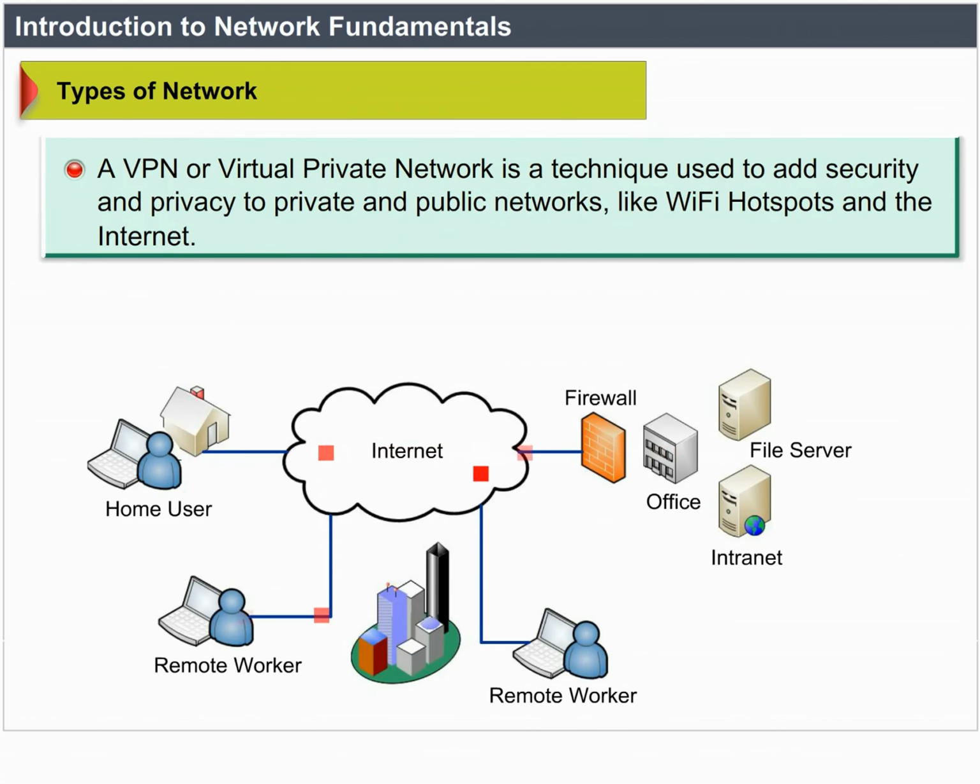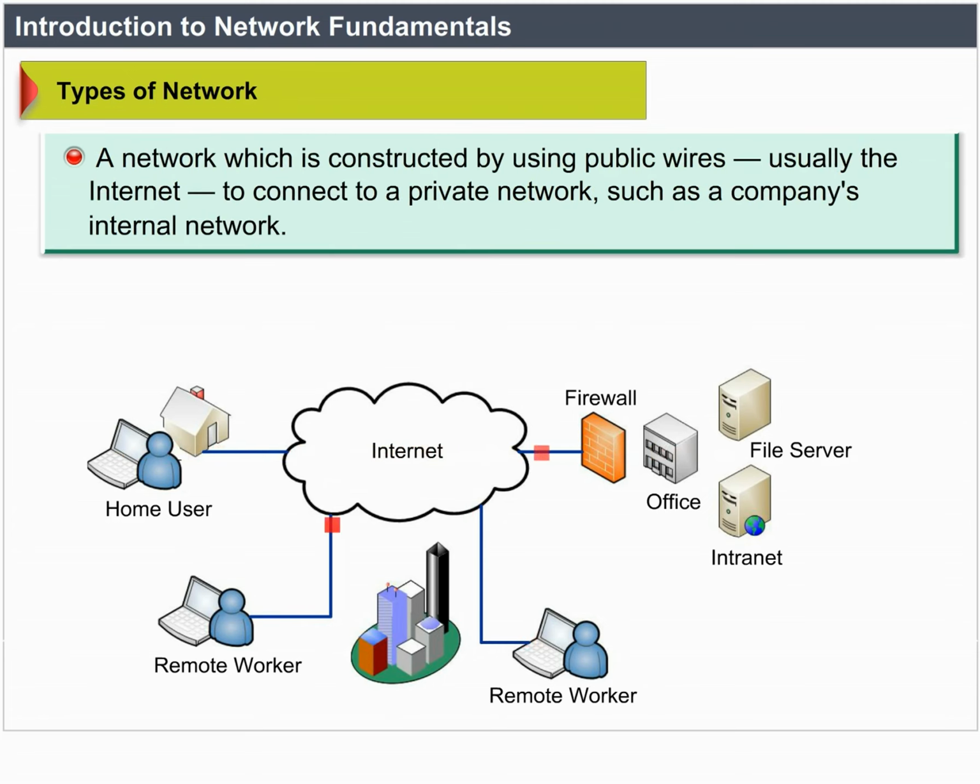A VPN or virtual private network is a method used to add security and privacy to private and public networks, like Wi-Fi hotspots and the Internet. A network that is constructed by using public wires, usually the Internet, to connect to a private network such as a company's internal network.